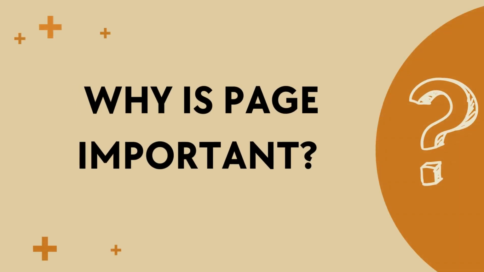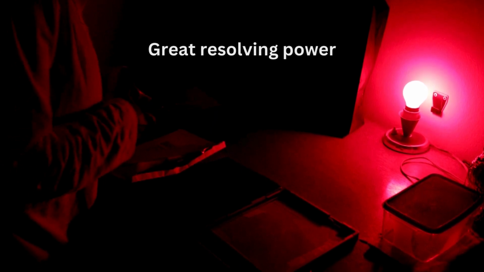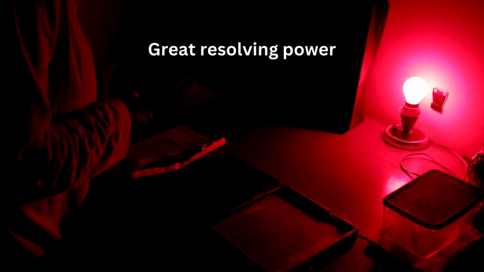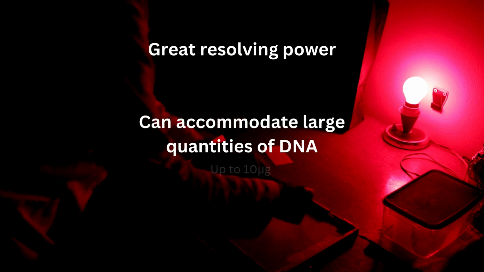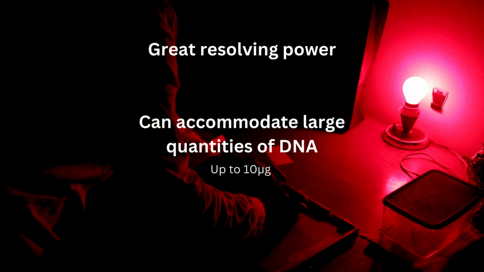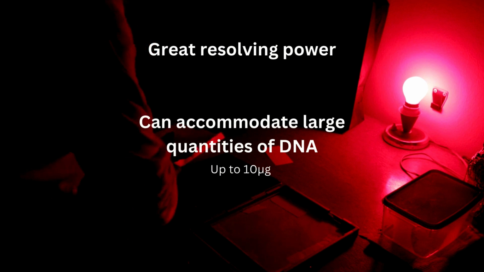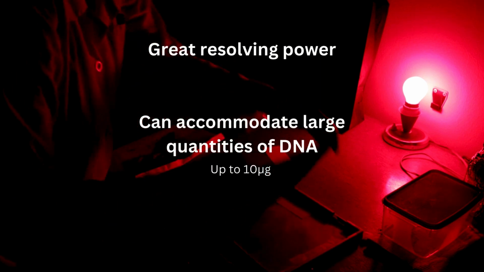So, why is PAGE important and why do we need it? Polyacrylamide gels have three major advantages over agarose gels. Firstly, their resolving power is so great that they can separate molecules of DNA whose lengths differ by as little as 0.1%. They can also accommodate much larger quantities of DNA than agarose gels. In fact, up to 10 micrograms of DNA can be applied to a single slot of a typical polyacrylamide gel without significant loss of resolution.